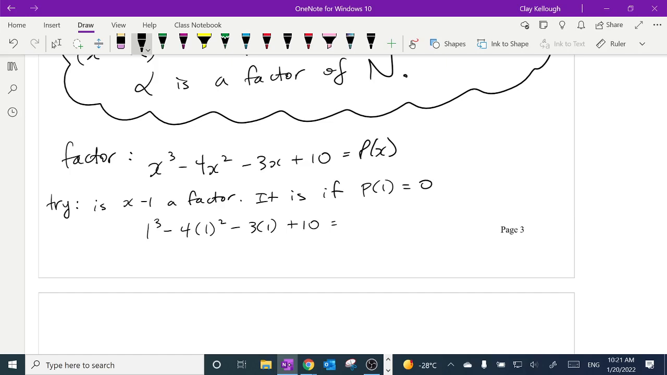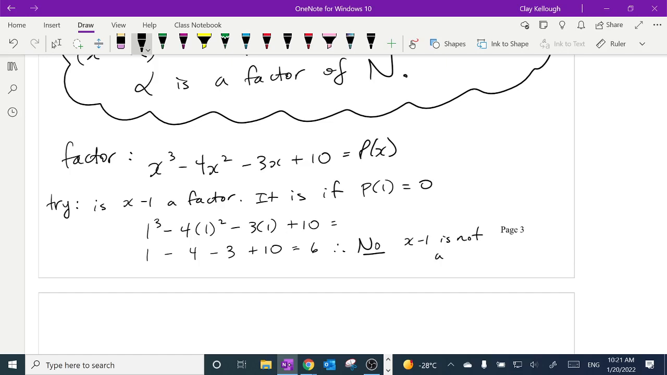Well, let's see, that's 1 minus 4 minus 3 plus 10. Is that a factor? 1 minus 4 is negative 3. Negative 3 minus 3 is negative 6. Negative 6 plus 10, is that 0? No, it's not. X minus 1 is not a factor.